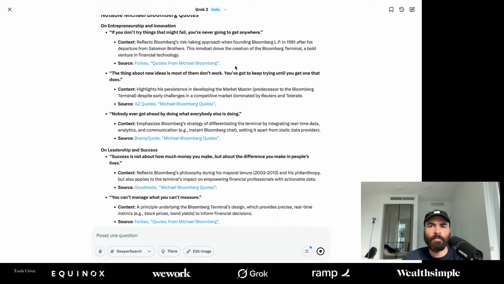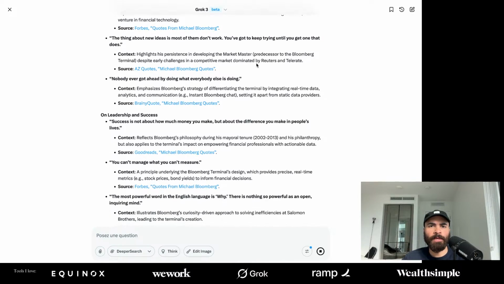Risk-taking approach when founding Bloomberg LP in '81 after his departure from Salomon Brothers. This mindset drove the creation of the Bloomberg Terminal, a bold venture in financial technology. If you don't try things that might fail, you're never going to get anywhere. The thing about new ideas is most of them don't work. You've got to keep trying until you get one that does.